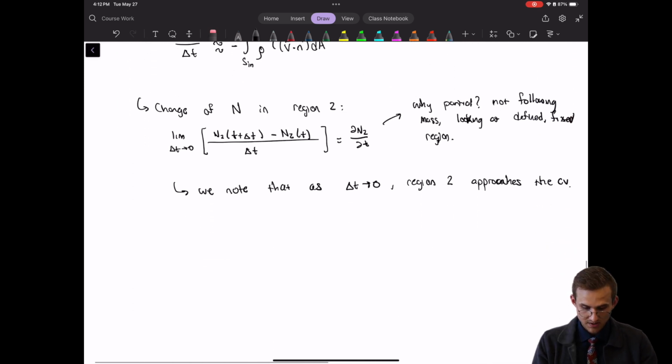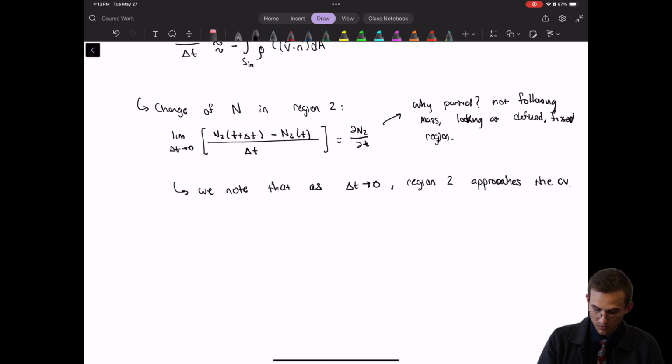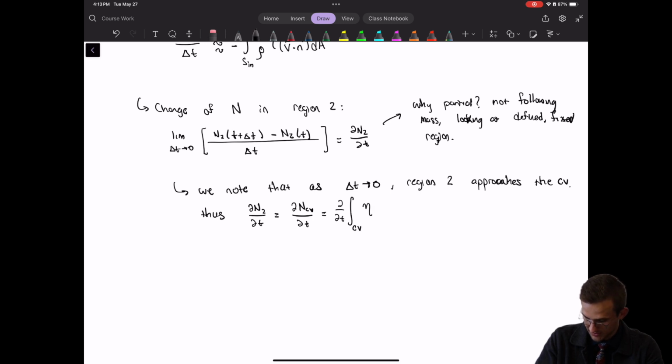So in that limit, the region 2 approaches the CV, so we can say that N2 is equal to NCV, meaning the amount of N in the CV, which we can write in the following way, where we do the partial derivative with respect to time of an integral over the CV of eta rho dV.